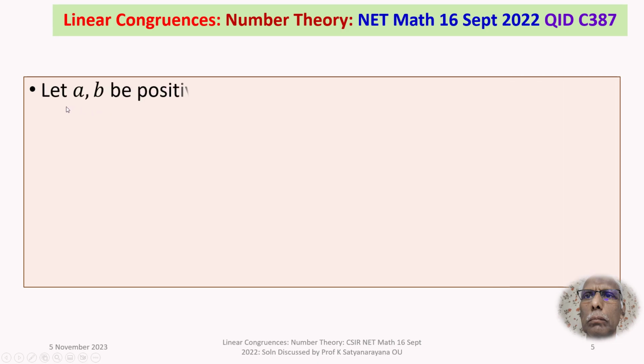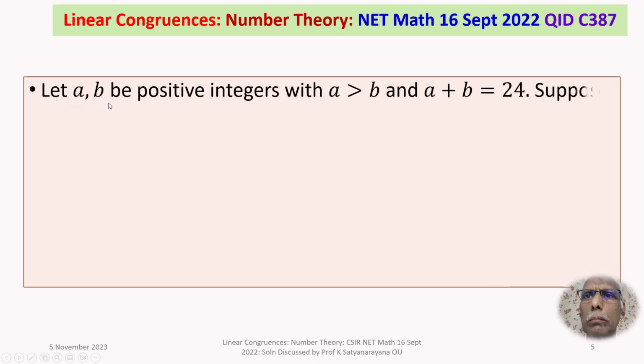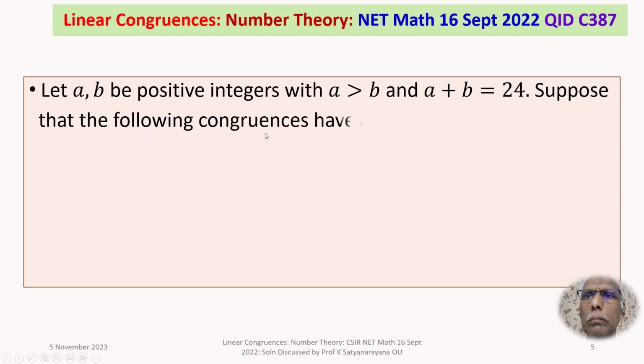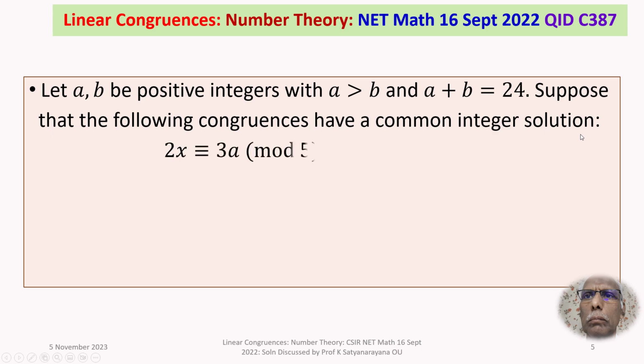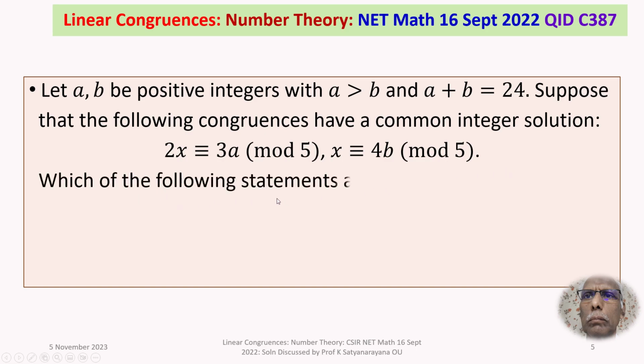The given question is: let a, b be positive integers with a greater than b and a plus b is equal to 24. Suppose that the following congruences have a common integer solution: 2x is congruent to 3a mod 5, x is congruent to 4b mod 5. Which of the following statements are true?